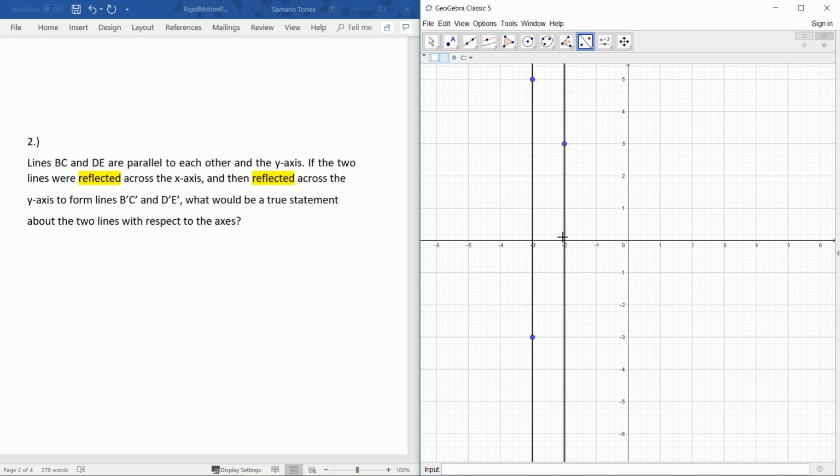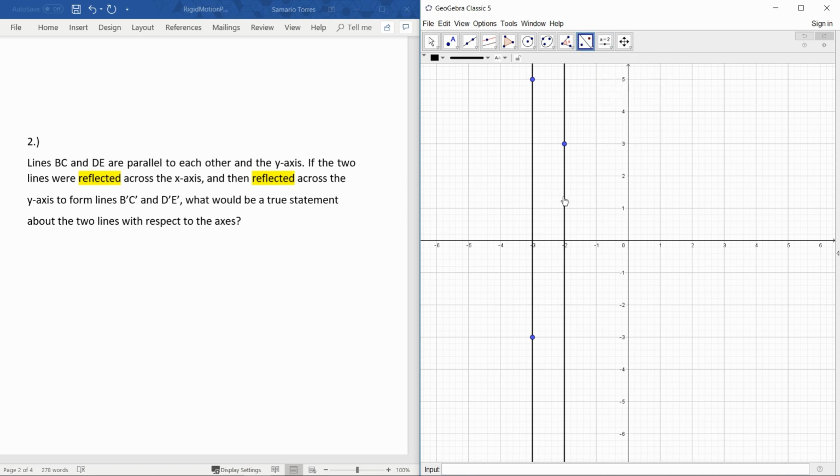Same thing with this one. If I reflect this one over the x-axis, it's going to be the same line. So that's not going to change. Now it says, and then reflect it across the y-axis. So now they should move around. We're still going to reflect about a line. So now we're going to reflect over the y-axis.